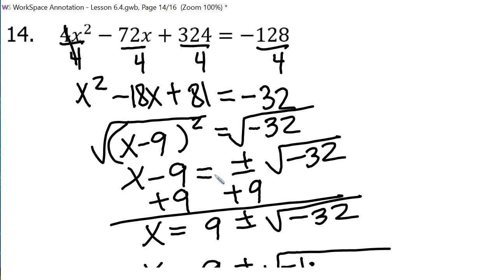And what's the largest perfect square of 32? 16 times 2. Mark out the negative 1. Square root of negative 1 is i. Mark out the 16. Square root of 16 is 4. So the answer would be x equals 9 plus or minus 4i square root of 2.